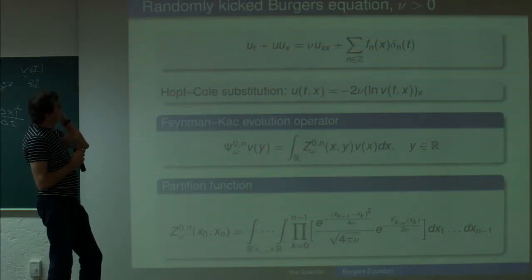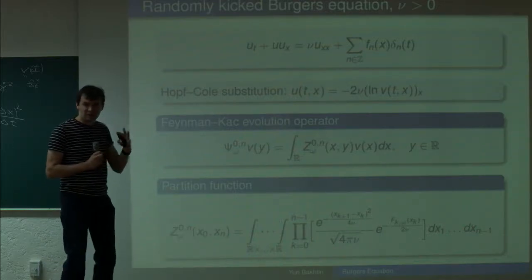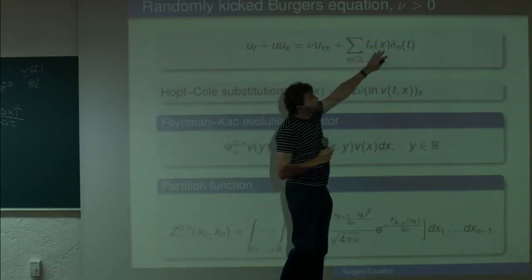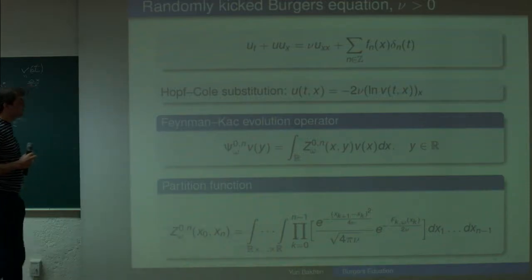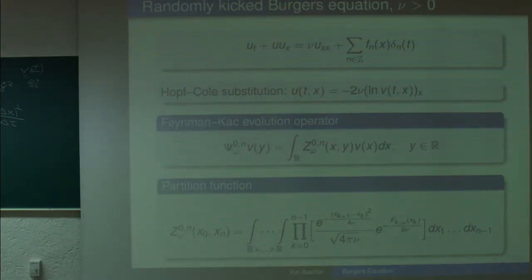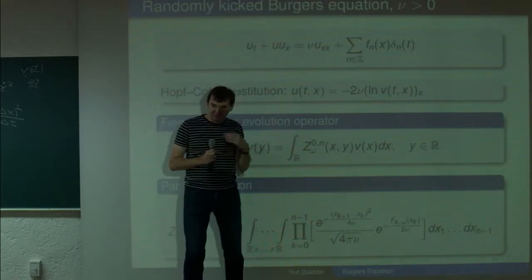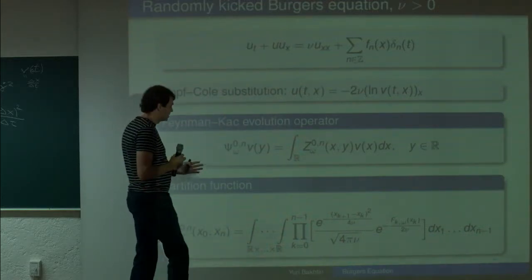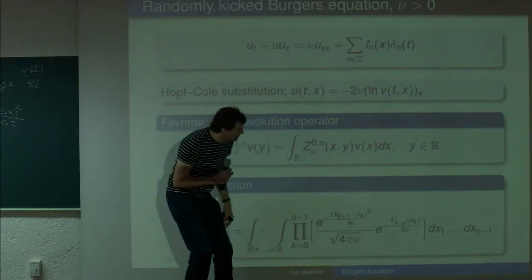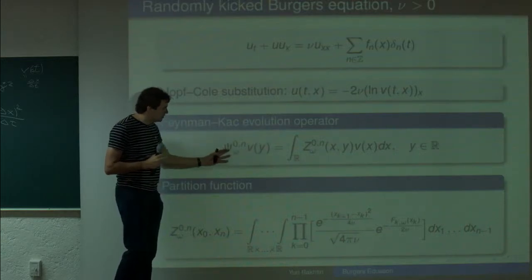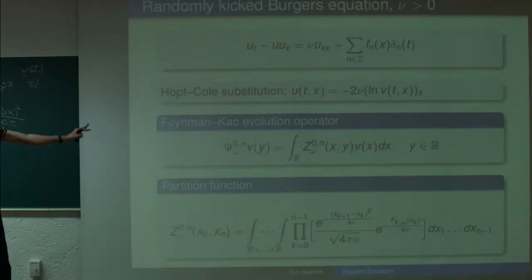Okay, so the kicked Burgers equation with positive viscosity. I already explained what kicked means. We apply forcing only at integer times, and then we solve the unforced Burgers equation between those integer times. So the evolution operator is now indexed by integer times, and therefore we have products of Gaussian densities there, and this partition function helps us to represent the evolution operator. So this is really just the Feynman-Kac formula in the time discrete setting.